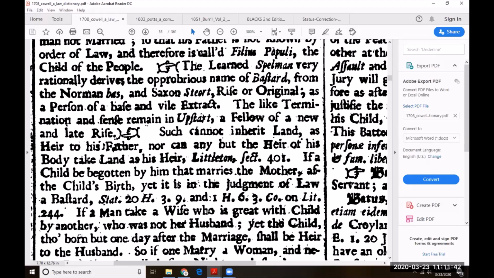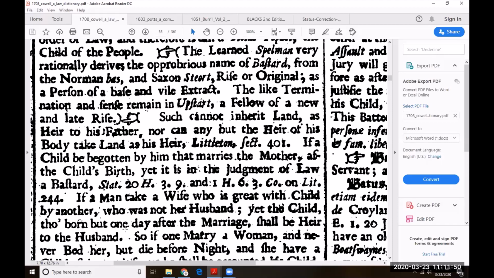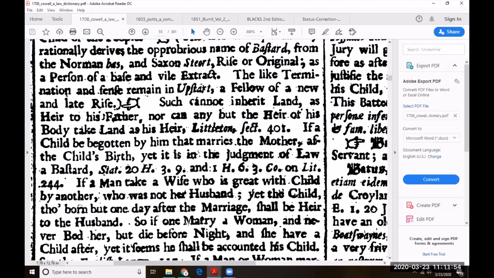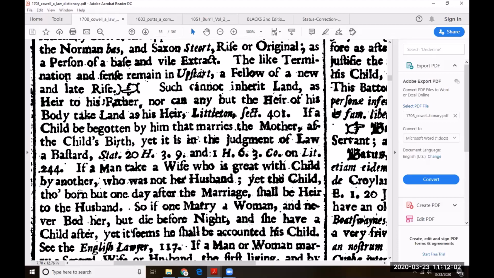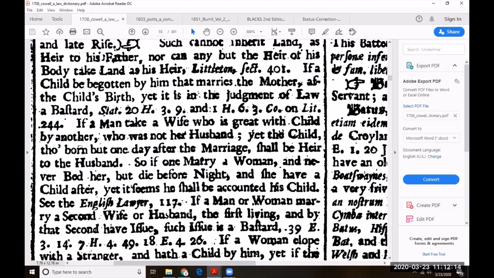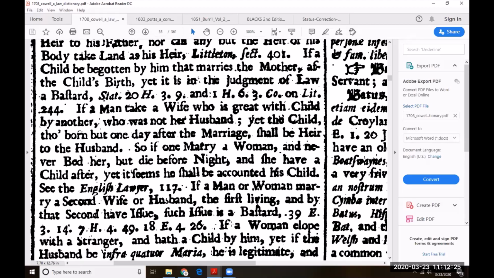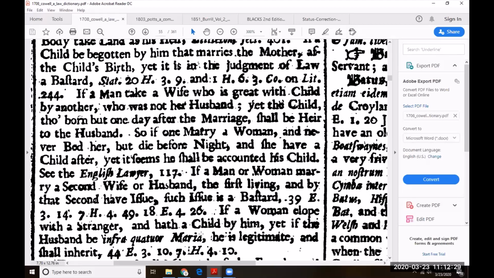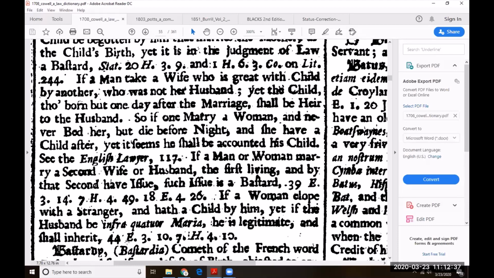Let's move down. If a man take a wife who is great with child by another who is not her husband, yet the child, though born but one day after the marriage, shall be heir to the husband. So if one marry a woman and never bed her, but die before night, and she have a child before or after, yet it seems he shall be accounted his child. If a man or a woman marry a second wife or husband, the first living, and by that second have issue, such issue is a bastard. If a woman elope with a stranger and have the child by him, yet if she husband the infra quatuor maria, he is legitimate and shall inherit.